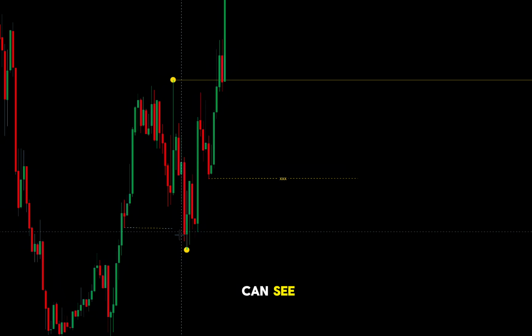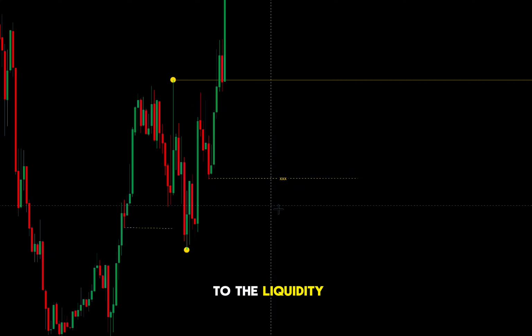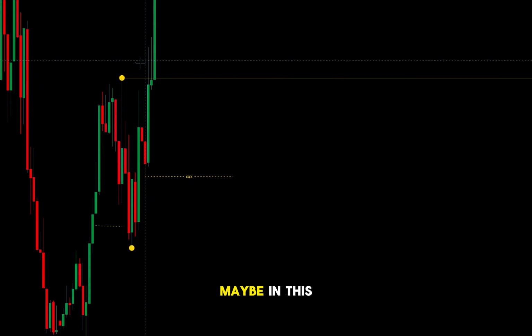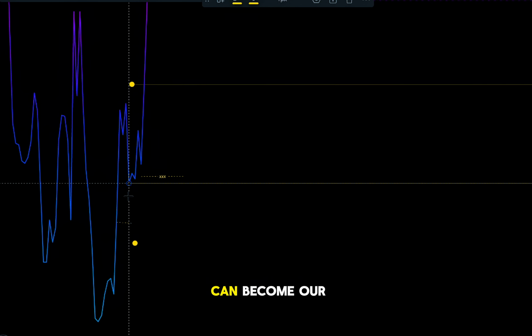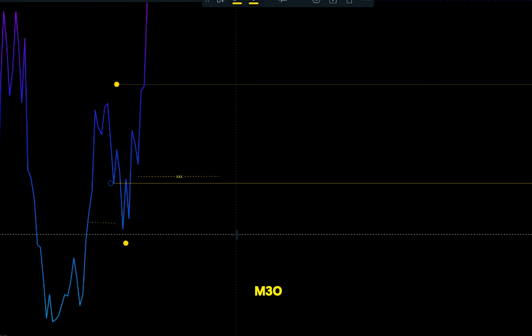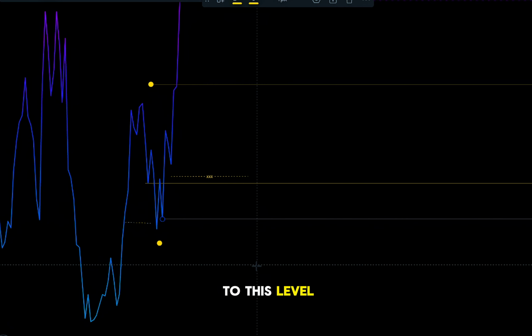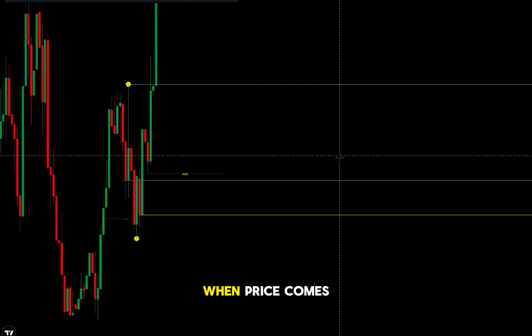And as we can see, this low here is already close to the liquidity. So sometimes we can go to the higher time frames, maybe in this case M30 or H1, and then you can use the levels there. So let's use M30 H1. This level here can become our level, and then if we go to M30, we can see that we can refine that level to this level that is here. These two levels are levels that we are going to be watching when price comes.